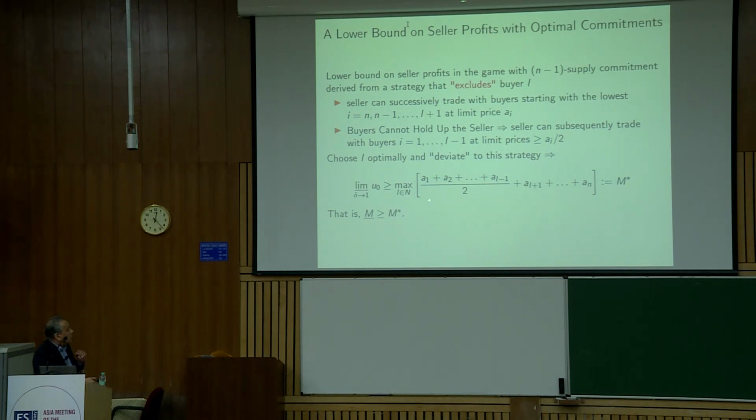So if they choose L, this is a lower bound on their payoff in any MPE, and they can choose L optimally, and that creates a lower bound for the seller who has an n-1 supply commitment across all MPEs. So a lower bound on this payoff U naught is this number on the right hand side, which we'll call M star. So it's the max of this formula, this simple formula where you divide a few terms by 2, you don't divide the remaining terms, and you skip out the L term. That's what we call M star. And what this says is that M lower bar has to be greater than or equal to M star.